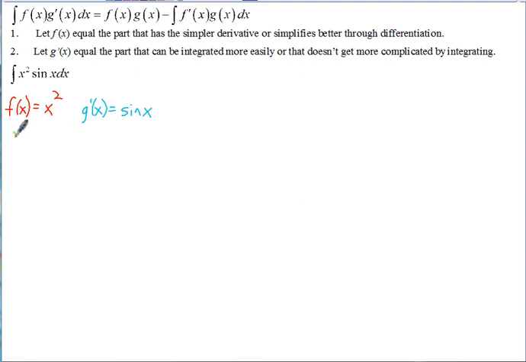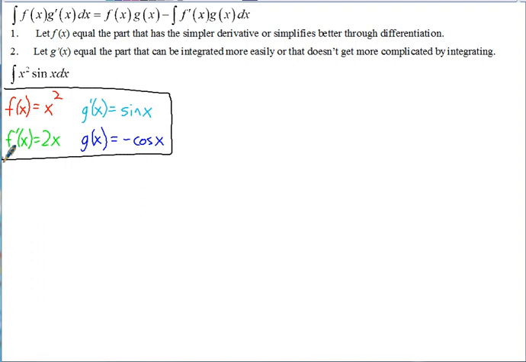Again, let's take the derivative of f of x, f prime of x, the derivative of x squared, which would be 2x. And let's find the antiderivative, or integrate g prime of x to get g of x. When you integrate sine, that gives you negative cosine. So that means this integral would equal f of x, which is x squared, times g of x, which is negative cosine x, minus the integral of f prime of x, which is 2x, times g of x, which is negative cosine x.